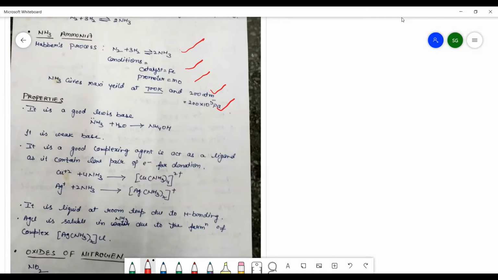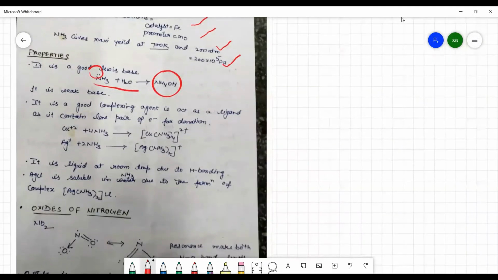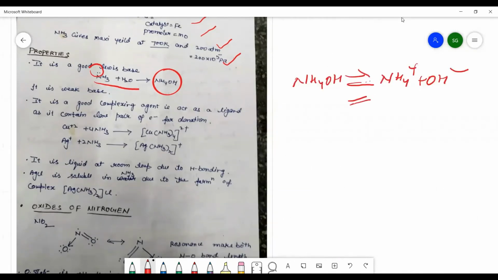It is a good Lewis base because it has a lone pair of electrons. And if we react it with water, it will give a very weak base. NH4OH is a very weak base because whenever you dissociate it, you will get an equilibrium position, a reversible reaction. So ammonium hydroxide is a weak base. It is a good complexing agent, which we have done in the hydride topic, because lone pair of electrons are there. On reaction with copper, there is a formation of a complex of copper. With Ag+, it will give rise to the formation of a complex of silver.